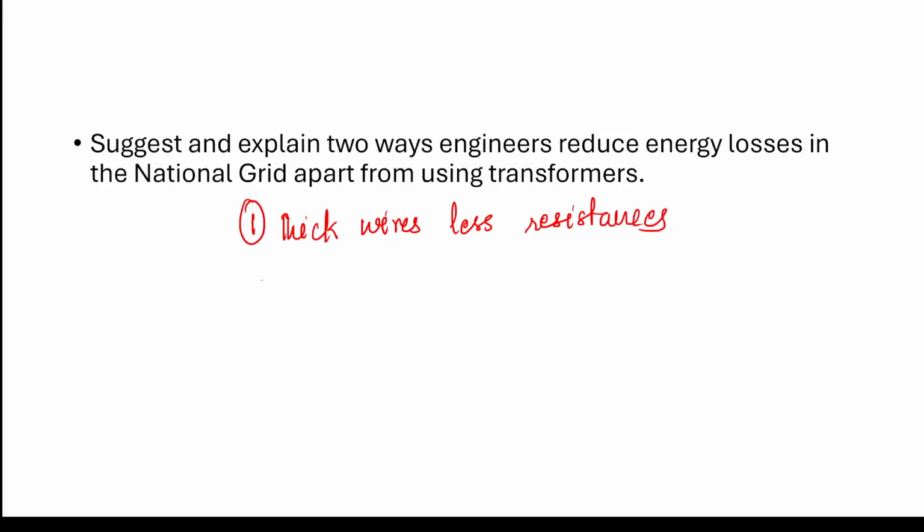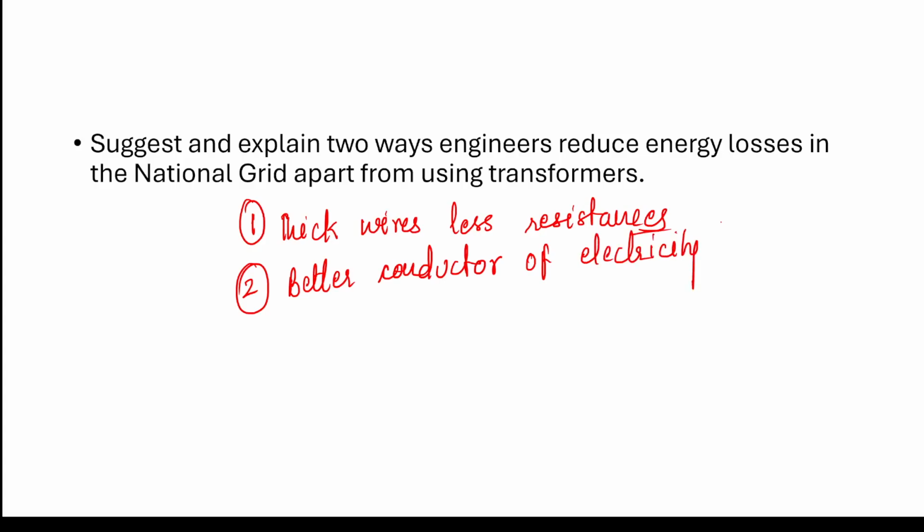And these days we have very advanced conductors. A very good conductor would have very little resistance. So the second way is using better conductors of electricity. The better the conductor, the less the resistance, and the less the resistance, the less the thermal losses. Okay, so that's it.